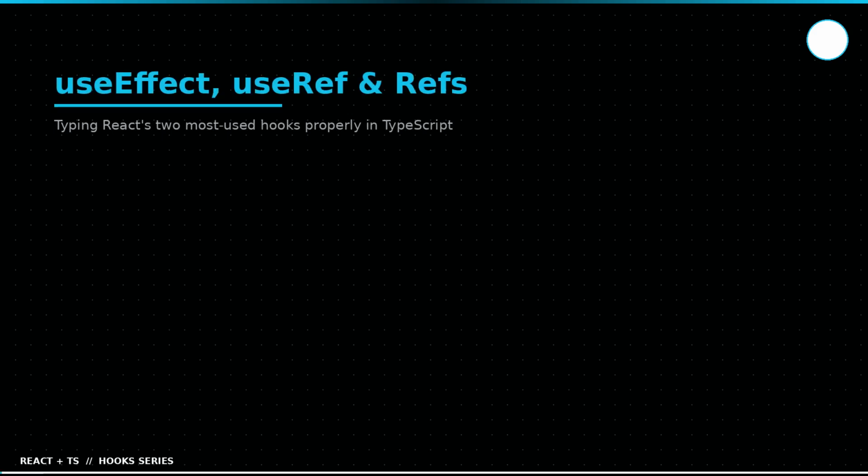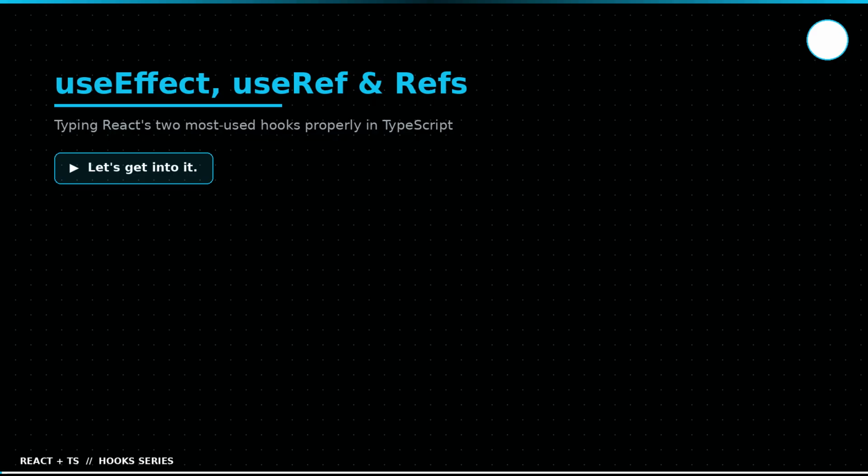In the last few videos, we built components, typed our props, and managed state with useState. But so far, everything we've built only reacts to user clicks. What happens when you need to fetch data when a component loads, or focus an input automatically, or measure a div's height? That's where today's video comes in.